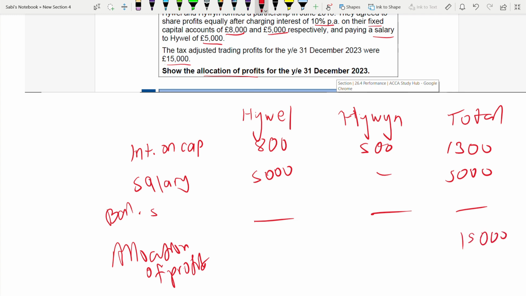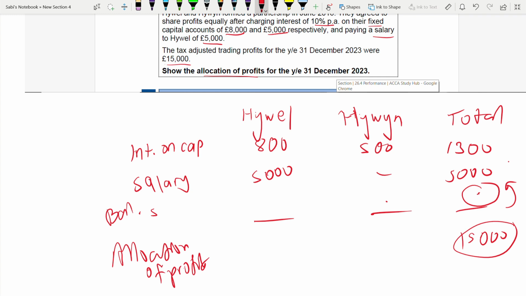They told us it is divided equally. So the balance is shared equally. See, how do you start this? This is the starting place, because we know these two and we know this one. So just find the balancing figure, and this needs to be divided equally between these two.